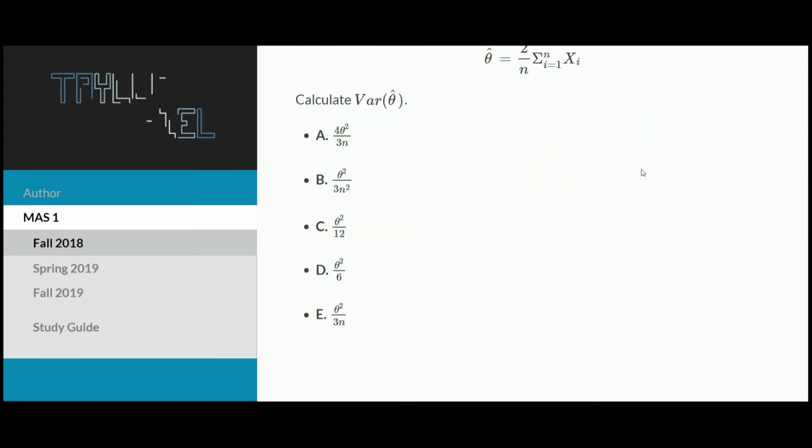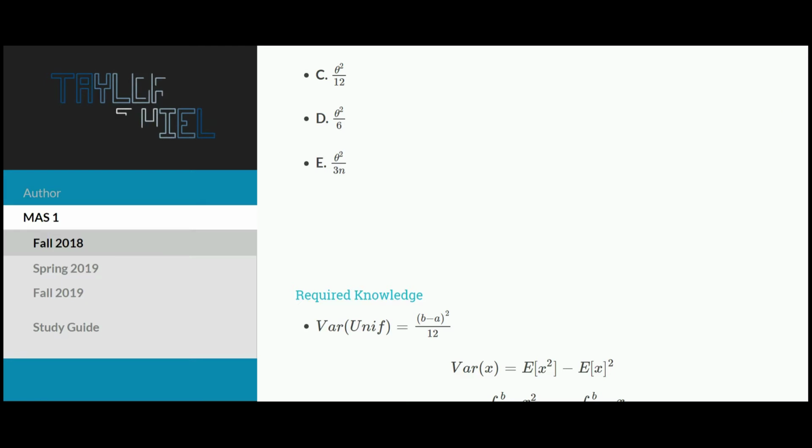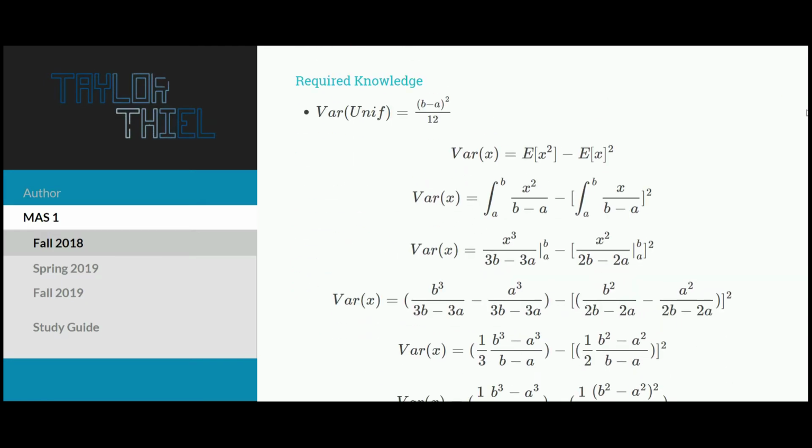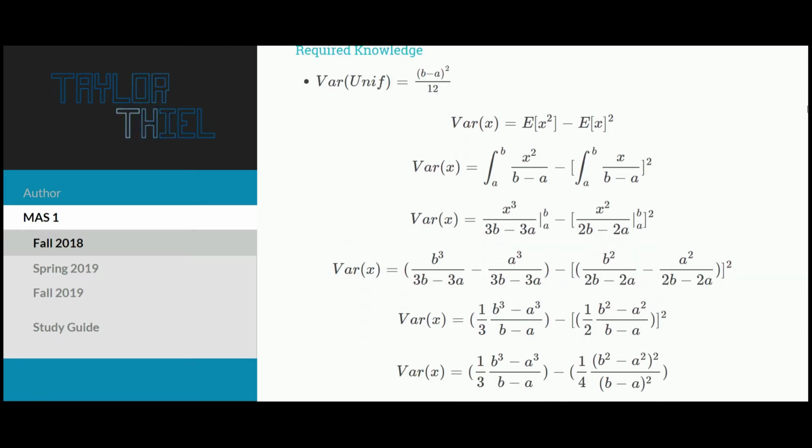For this problem, I decided to derive the variance of a uniform distribution. I'd really appreciate it if you could comment below and let me know if this is getting too in the weeds or if you find it interesting, because this is definitely pushing the limits of the information you need for the exam. But I thought it would be fun to derive it.